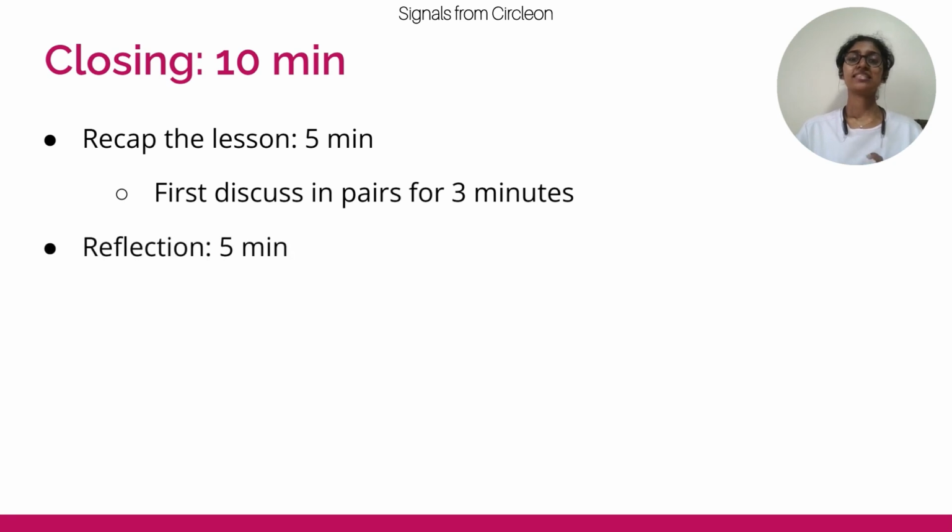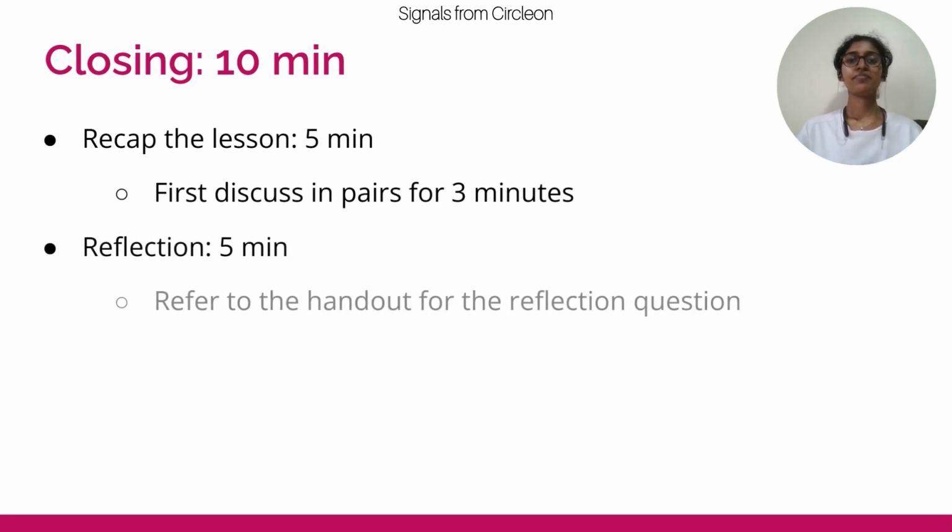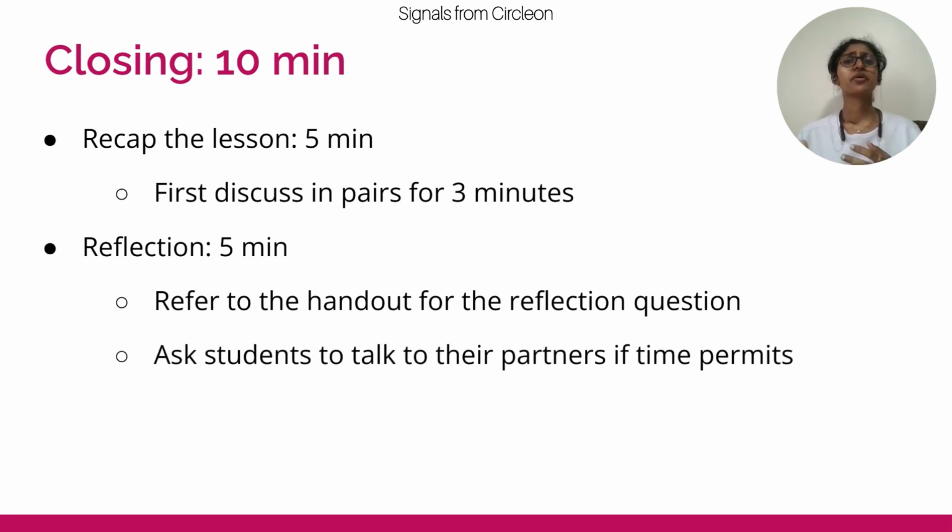In the next 5 minutes, we do an individual reflection where we give them a question which is already given in their handout. Please do refer to the handout for the reflection question. Once the students are done with the reflection question, ask them to discuss with their partners what they have written. So this was the lesson of signals from Circleon.